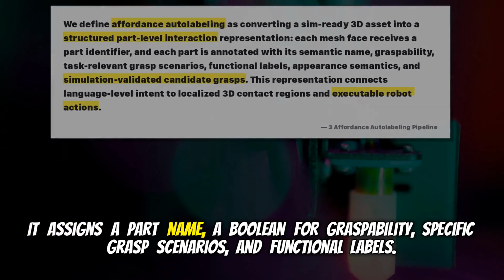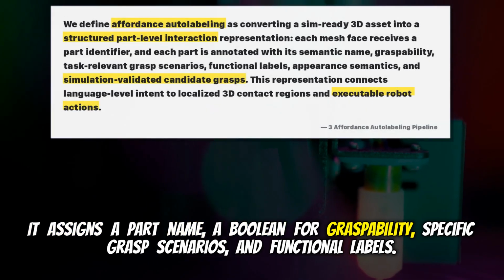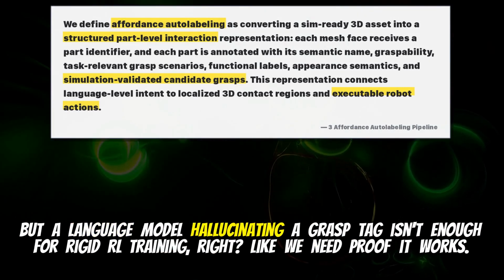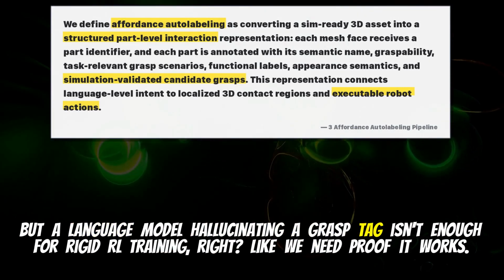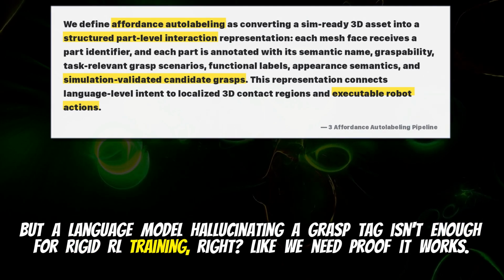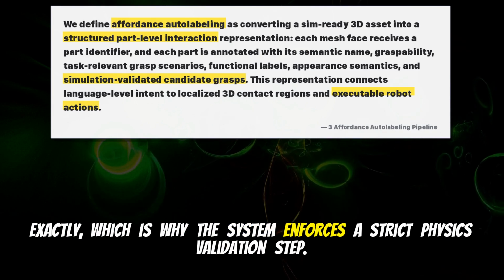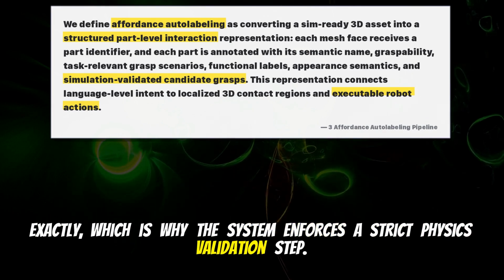It assigns a part name, a Boolean for graspability, specific grasp scenarios, and functional labels. But a language model hallucinating a grasp tag isn't enough for rigid RL training, right? Like, we need proof it works. Exactly, which is why the system enforces a strict physics validation step.